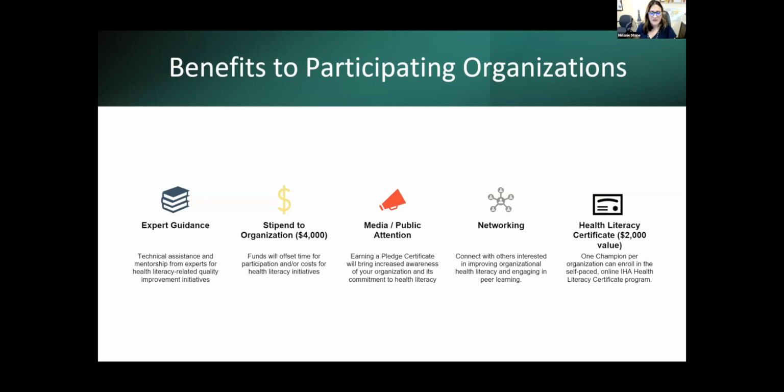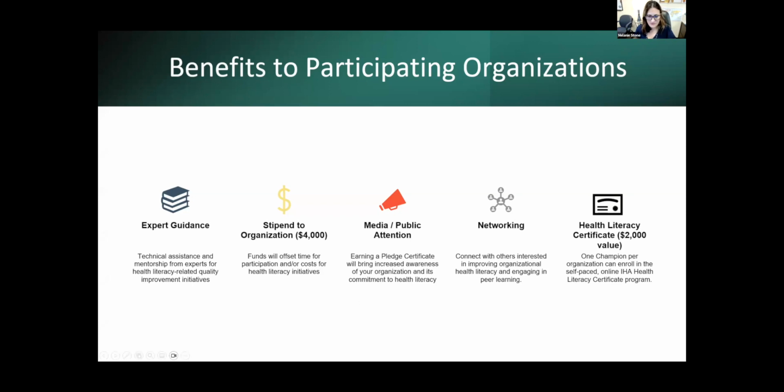And then one of the really cool things in terms of sustainability was that one member of their team was able to enroll in the self-paced online IHA Health Literacy Certificate Program. So Mario, you can share that with the IHA folks, that was one of our benefits for them. That's valued at a $2,000 certificate training. And the idea was that then that person could be their trainer, even as they left the collaborative, that they can continue being invested in health literacy, helping train others at their organization.